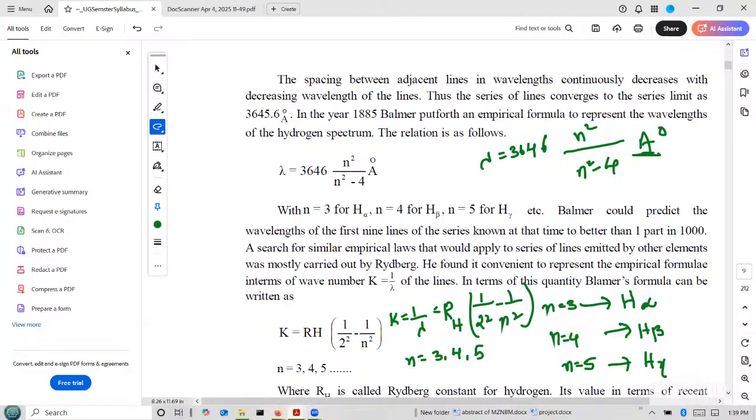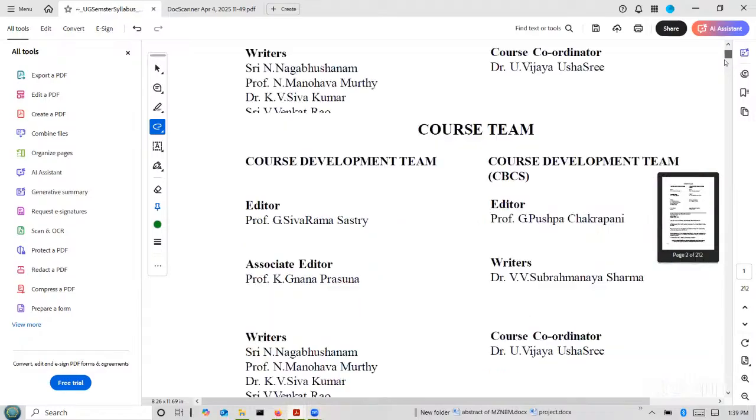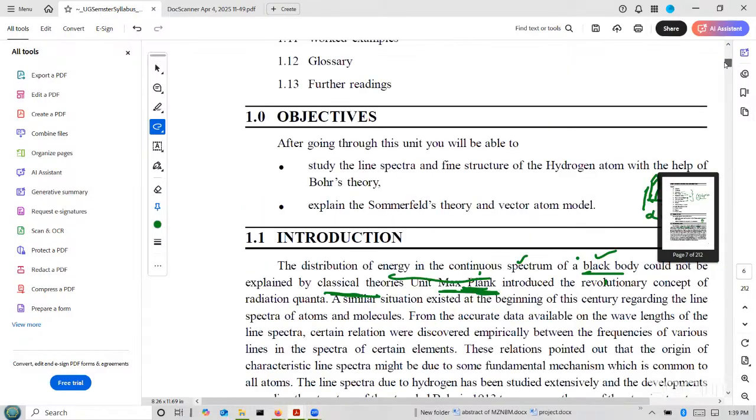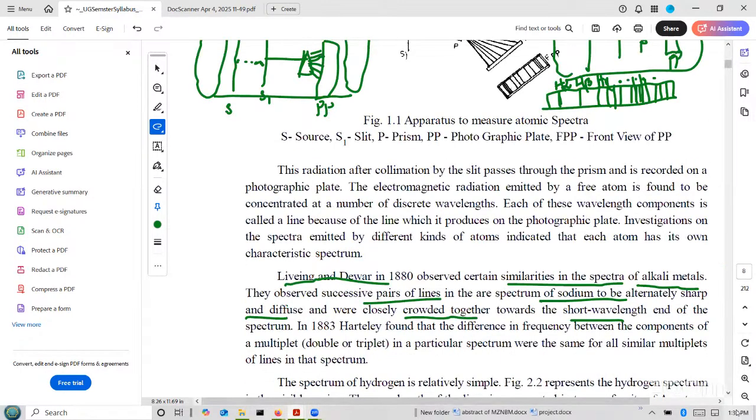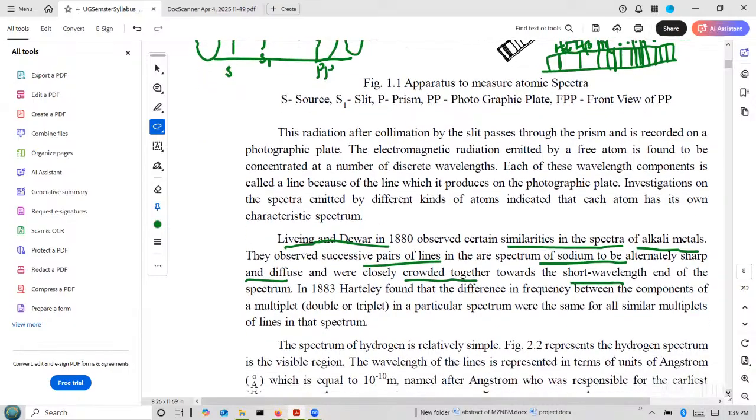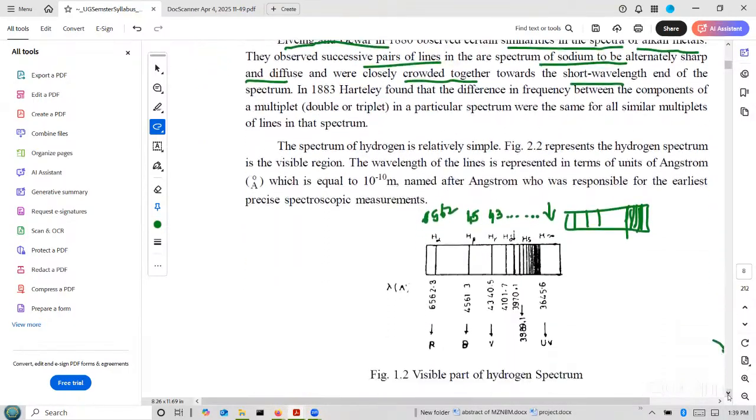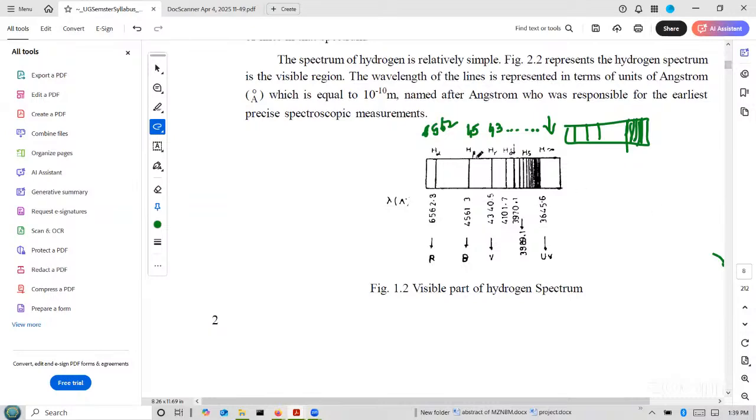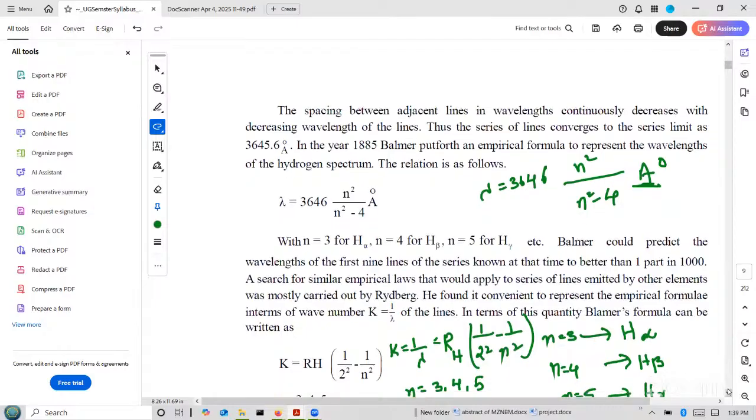If you get a question about line spectra, what are the things to cover? Suppose the question is on line spectra: first, description of the diagram. Next, shorter wavelengths, more lines are observed. Next, it is measured in angstrom. Next, this spectral series diagram and formula have to be written for this answer.